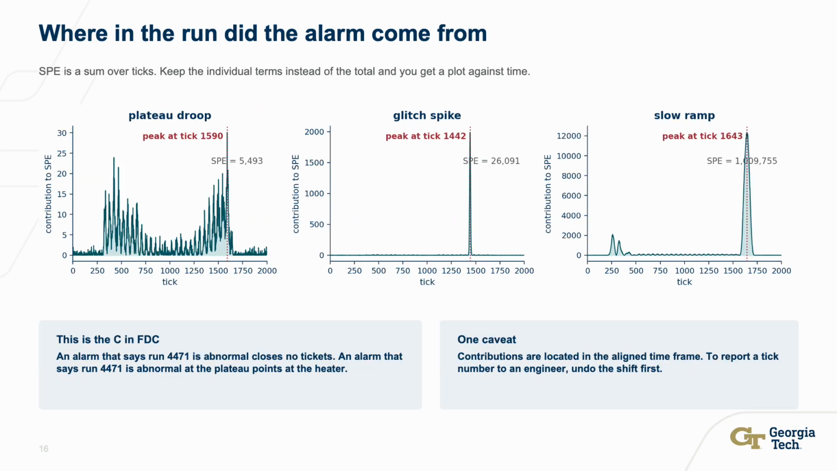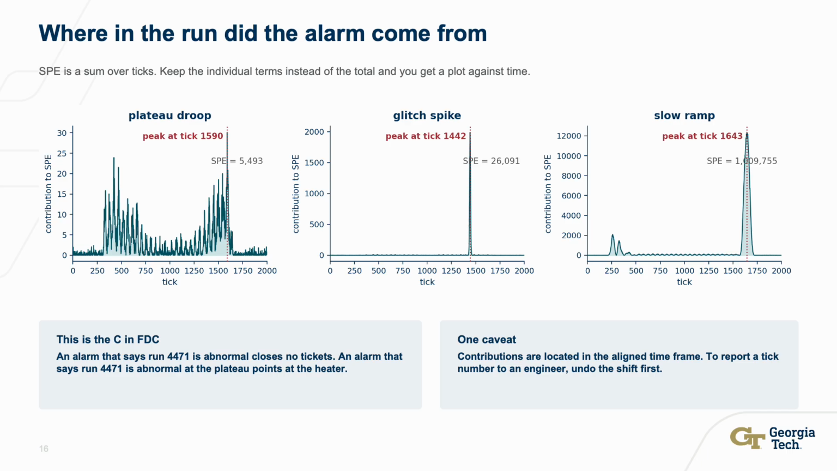Detection is half of FDC. The other half is telling the engineer something they can act on. SPE is a sum over ticks. If you keep the individual terms instead of collapsing them to a total, you get a plot against time and it tells you where in the run the model failed. 3 examples. Plateau droop, the contribution builds from the hold. Glitch spike, and the concentration is at the single tall line at tick 1442. Slow ramp, and it is concentrated at the edges.